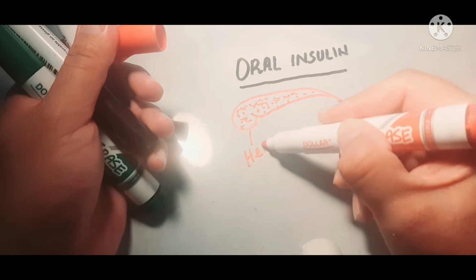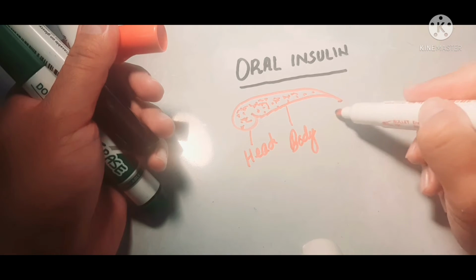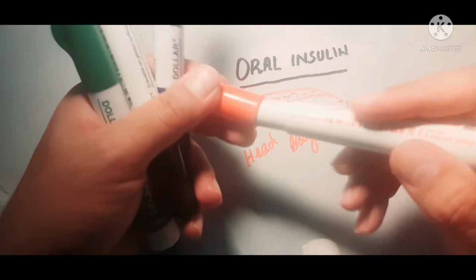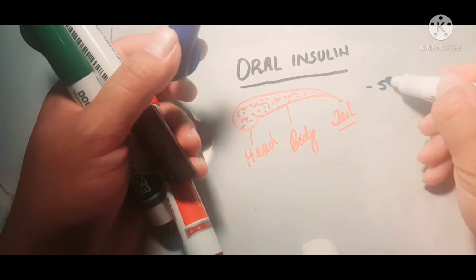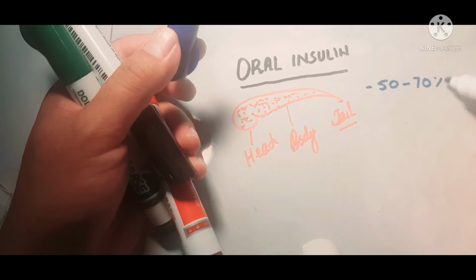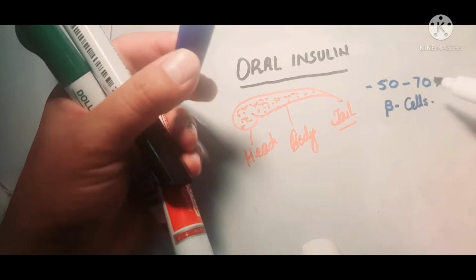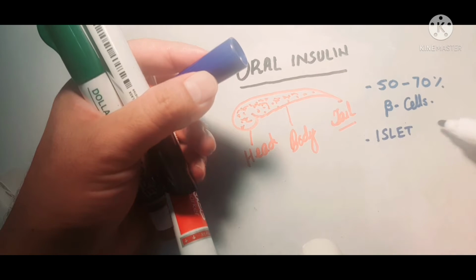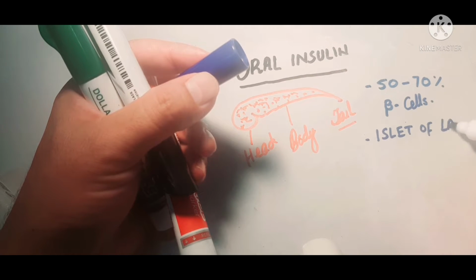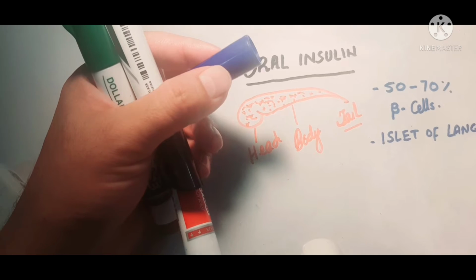It has its head, body, and tail. About 50 to 70% of pancreas is composed of beta cells, which are responsible for the secretion of insulin. It is called Islet of Langerhans, the area in the pancreas which has beta cells.